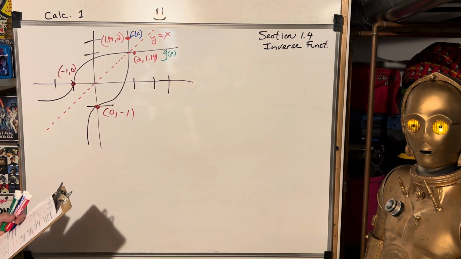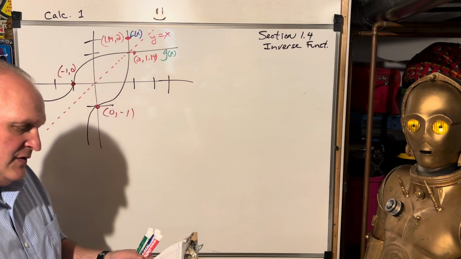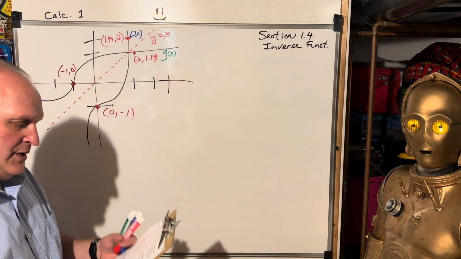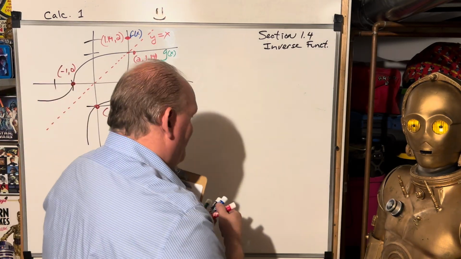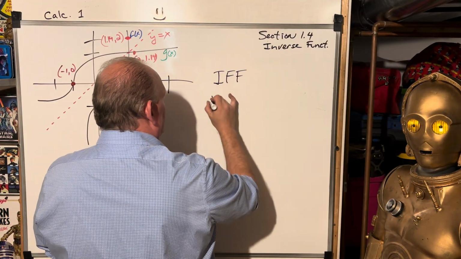They already graphed it. Here, the existence of an inverse function. A function has an inverse if and only if it's 1-to-1. So that IFF isn't a mistake. Whenever you see this, that is if and only if.